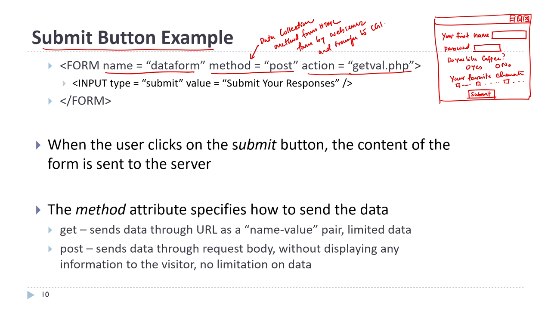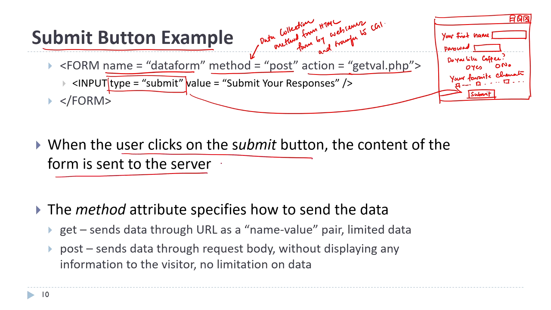So, when somebody clicks the submit button, what action do you need to take? You call the file called getWorld.php and, using the post method, transfer whatever values the user has inputted in this form and transmit them to it. The submit button, with type equal to submit, basically creates a button at the end of the form. When the user clicks the submit button, the content of the form is sent to the server.